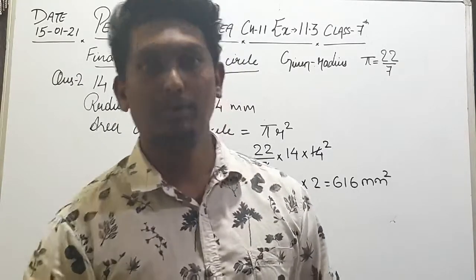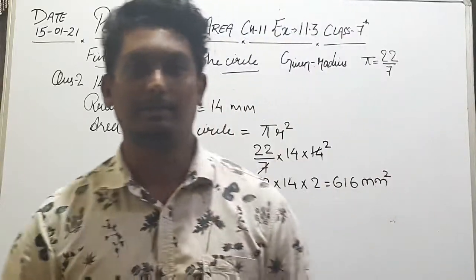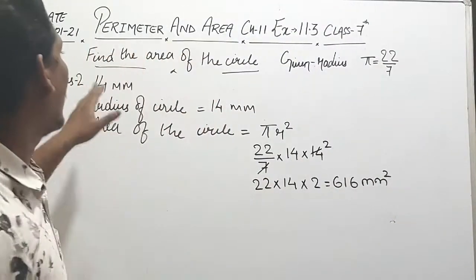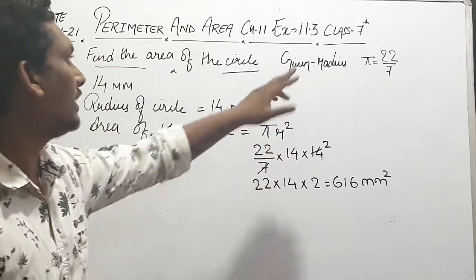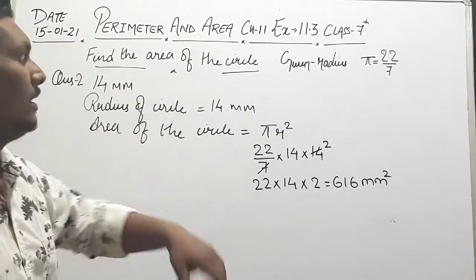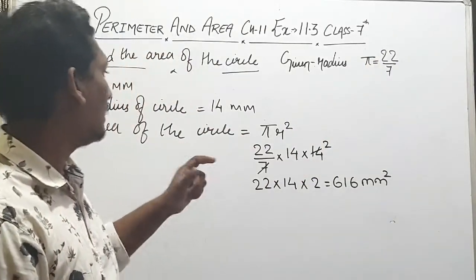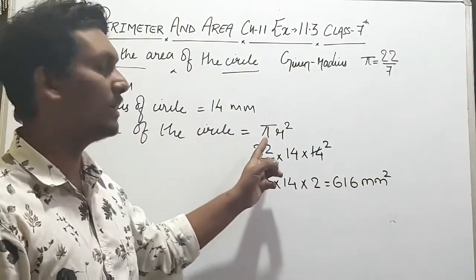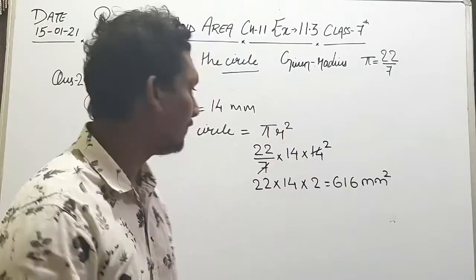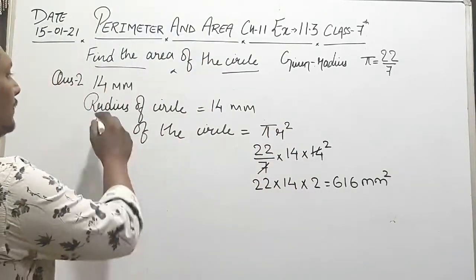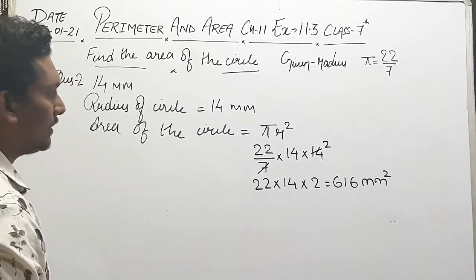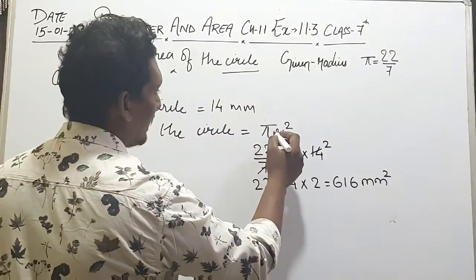Now come to question number 2. Here we have to find the area. Find the area of a circle. The radius is given to you as 14 millimeter. The value of pi is given as 22/7, but the formula for the area of a circle is pi r square. Here the radius is given as 14 millimeter, and the formula is pi r square.